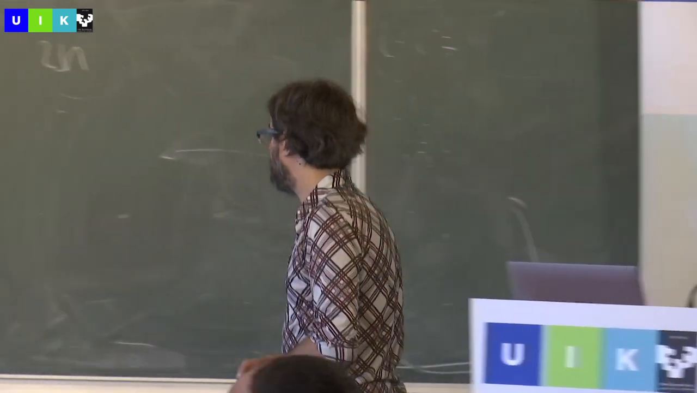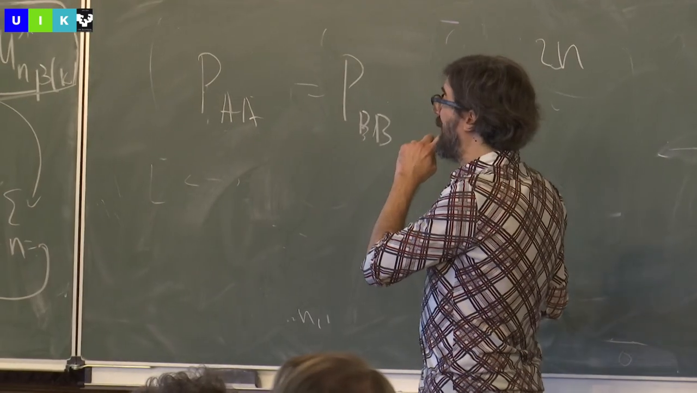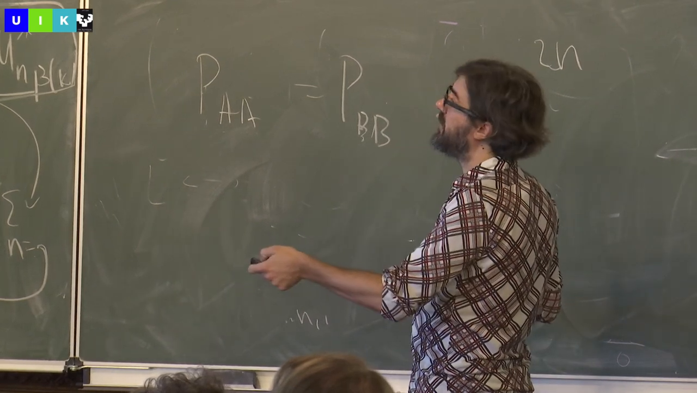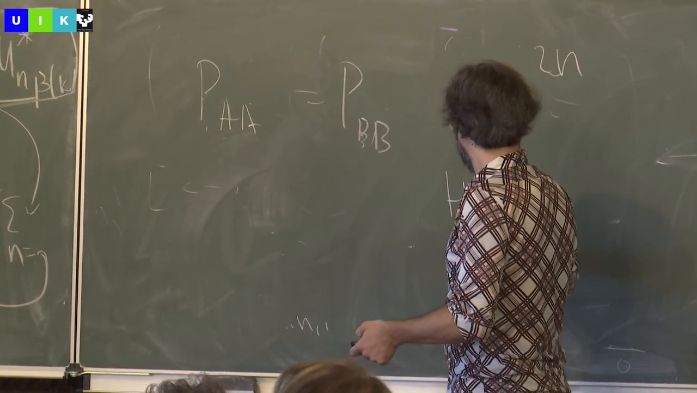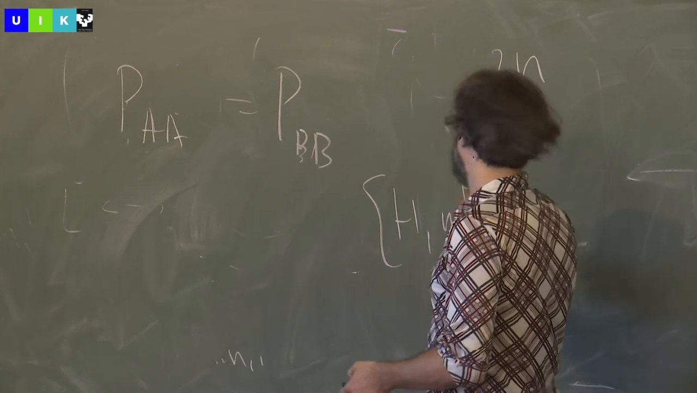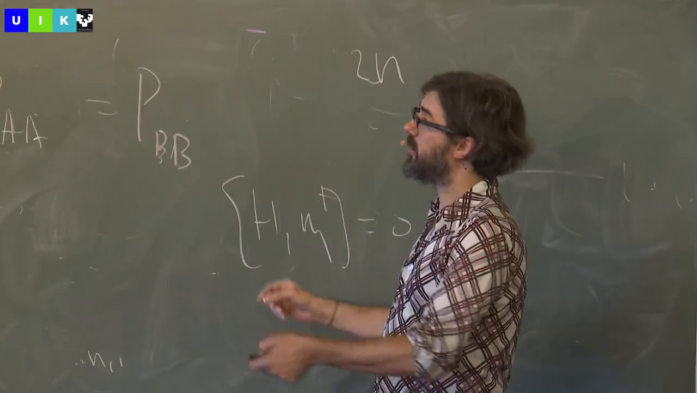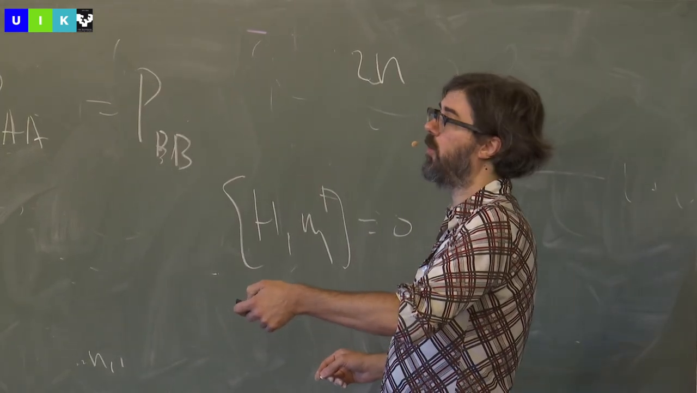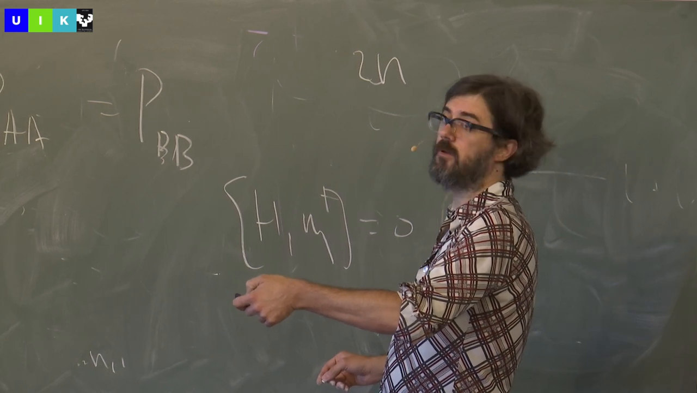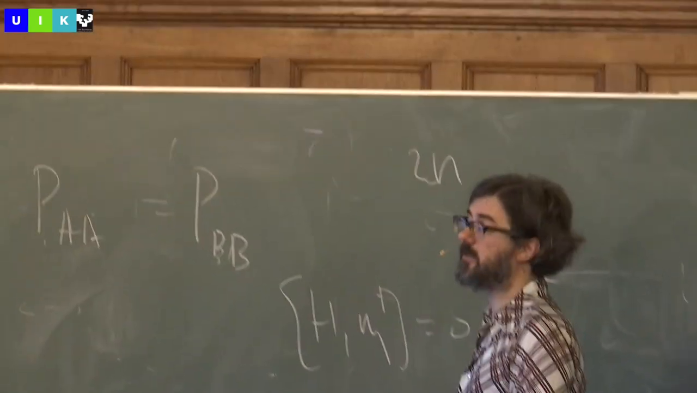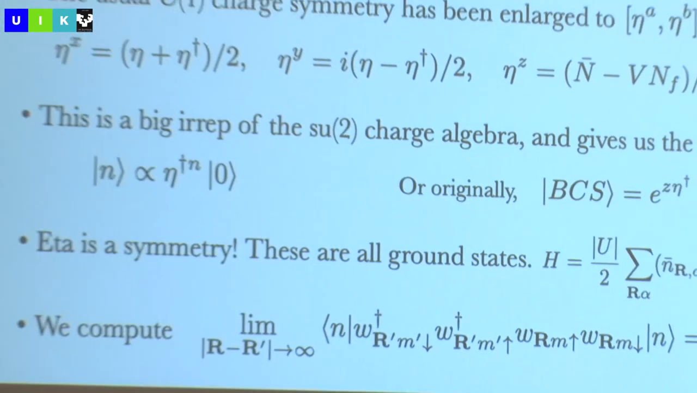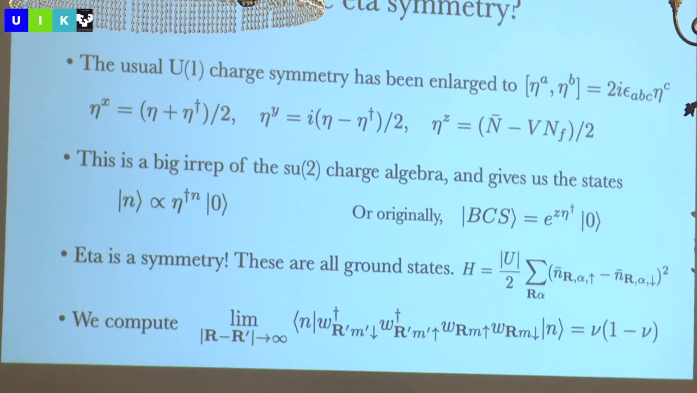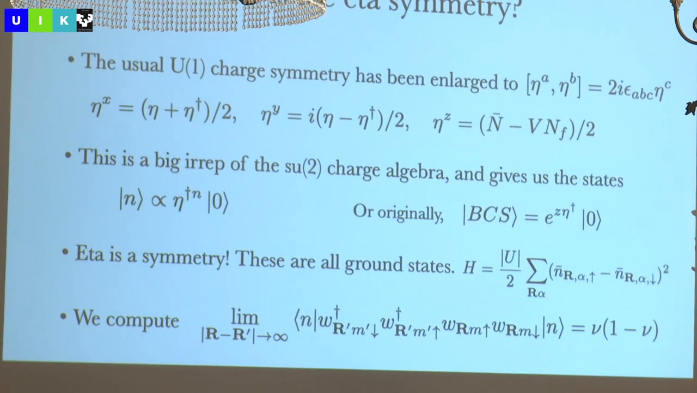Now it's very easy to prove that all of these are ground states. Why? Well, because as we said, this commutes with the Hamiltonian, so H eta dagger is equal to zero. So you can just transfer the Hamiltonian all the way down to the zero sector, to the vacuum. On the vacuum, it gives you zero. These are zero eigenstates of this Hamiltonian, but the Hamiltonian is positive semi-definite, so these are ground states.